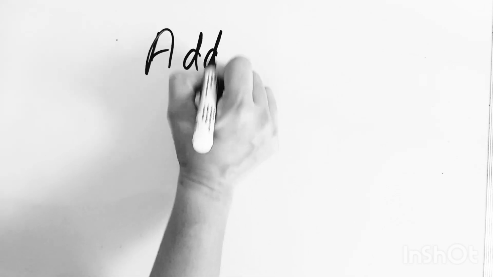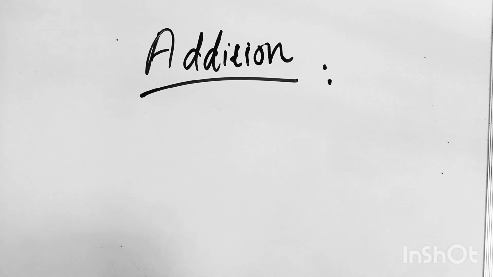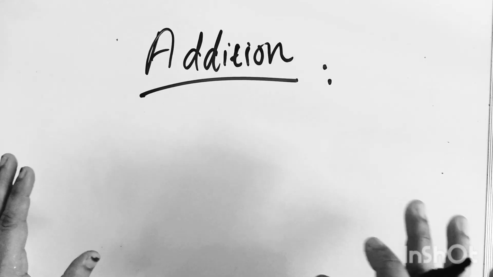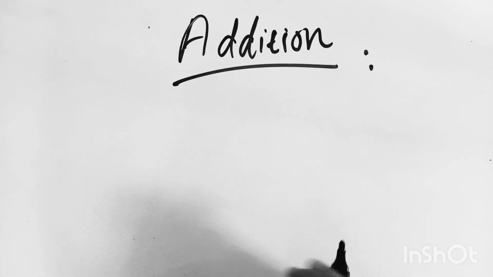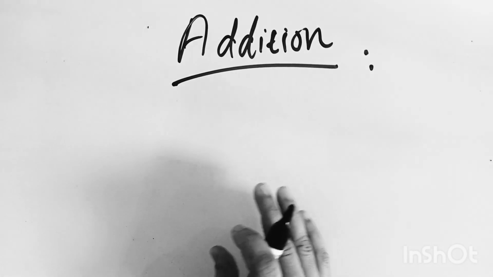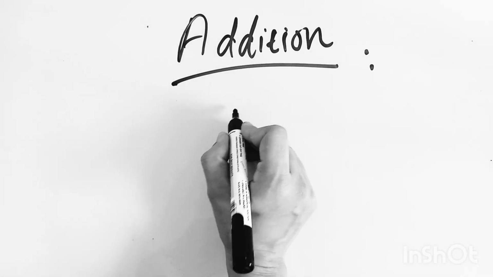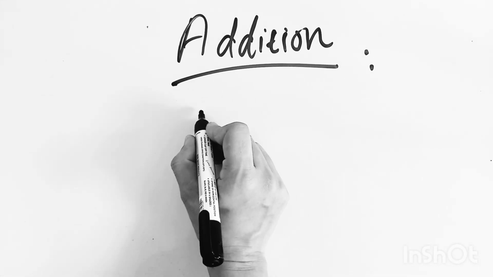Okay, now we can see the problems regarding addition of fractions. Addition of fractions, that also we can divide into two types: adding like fractions and adding unlike fractions. Adding like fractions is very simple. Like fractions, I already told, whenever the denominator is common. So let's take two like fractions.